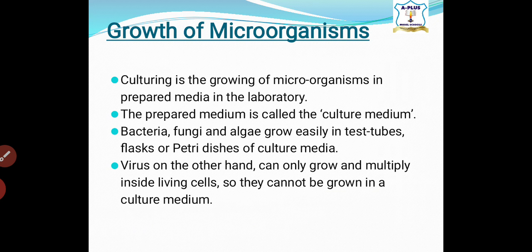Bacteria, fungi, and algae grow easily in test tubes, flasks, petri dishes, or culture media. A petri dish is like a shallow, transparent, lidded dish. It is very shallow, and it is used by biologists to culture cells or microorganisms. I think you understand that.